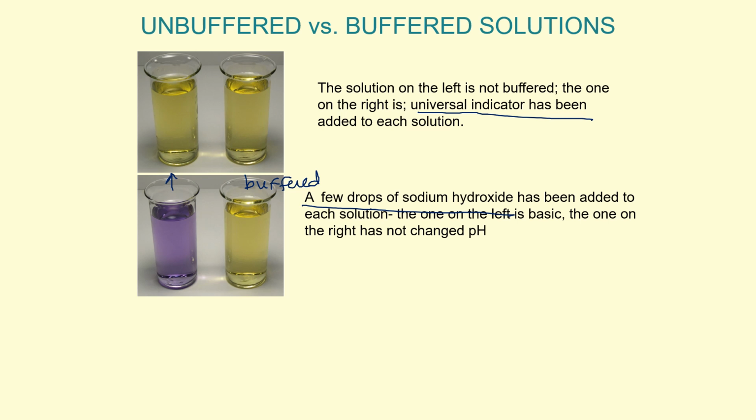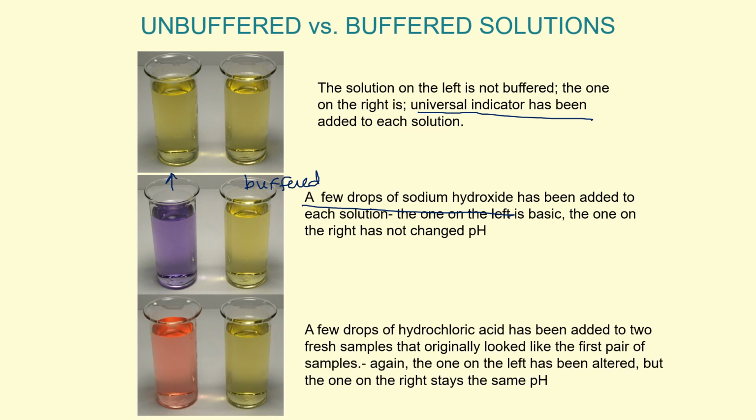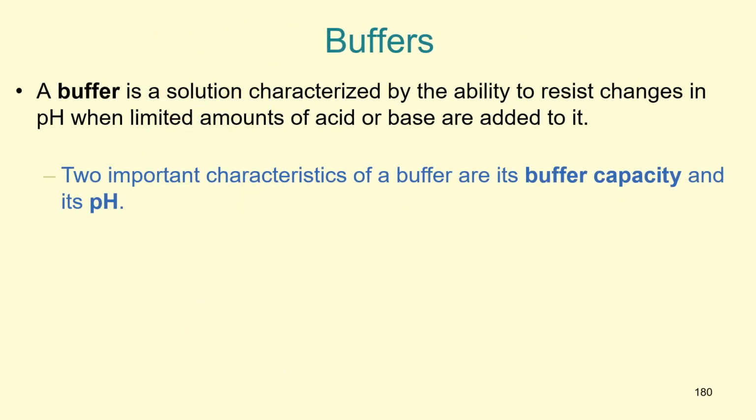But the buffered solution, even with the same number of drops of sodium hydroxide, has stayed basically at pH 7. If you go back to the original solutions and add a few drops of hydrochloric acid, again, the unbuffered solution will turn very, very acidic. The pH might drop from 7 down to 3 or 4 very quickly, just with a few drops. But the buffered solution stays very close to 7 in this case. So buffer solutions are really, really important. Your body is made up of lots of different buffers to keep things pH balanced.